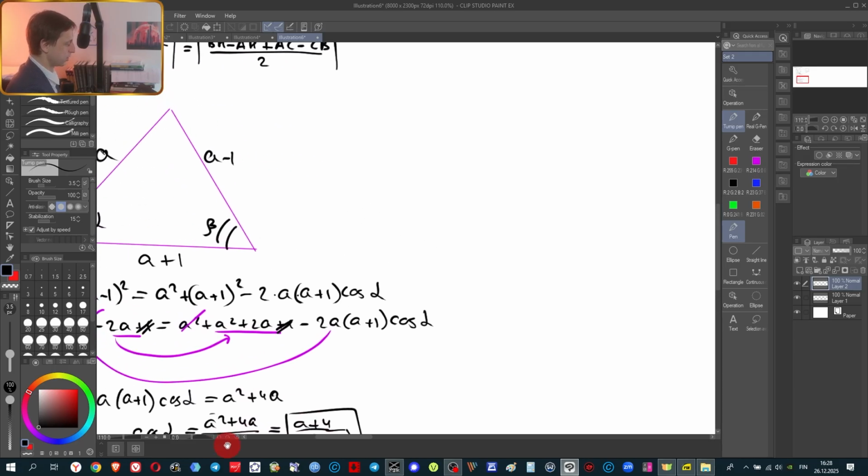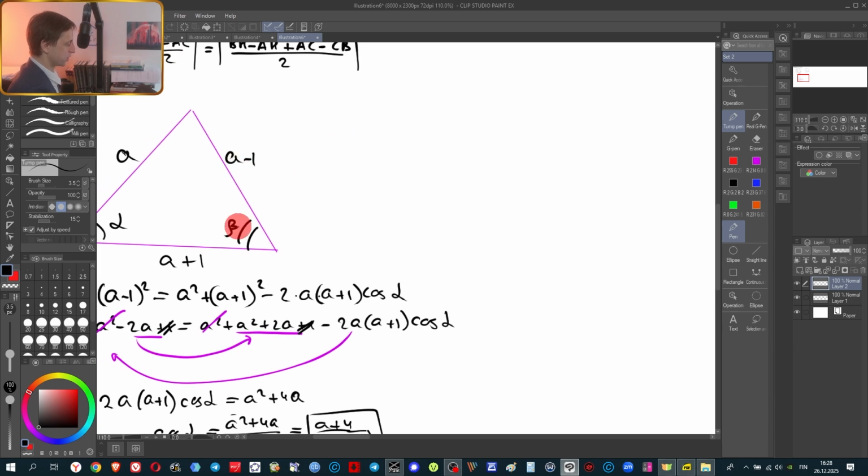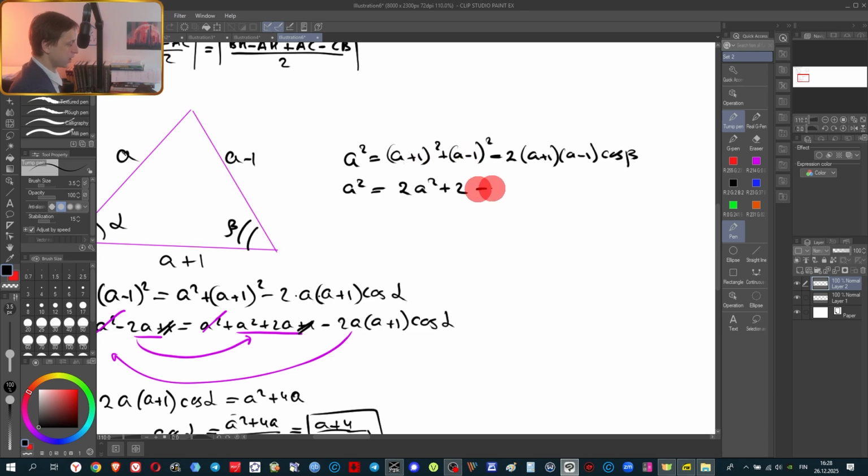So here we write another cosine law for the angle beta. So A squared, the square of this side, equals A plus 1 squared plus A minus 1 squared minus 2 times A plus 1 times A minus 1 cosine beta. Great. So here A squared equals, here double product, here with plus, here with minus cancels out, and we will have 2A squared plus 2 is the squares added, and minus 2, and we have a difference of squares here, A squared minus 1, cosine beta.